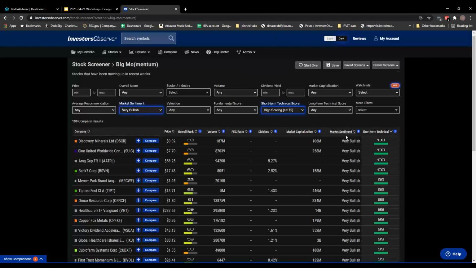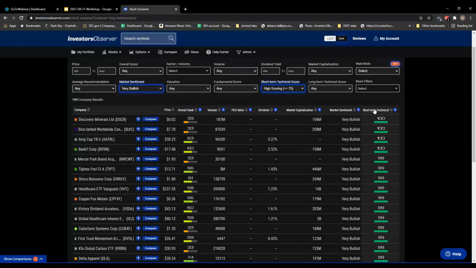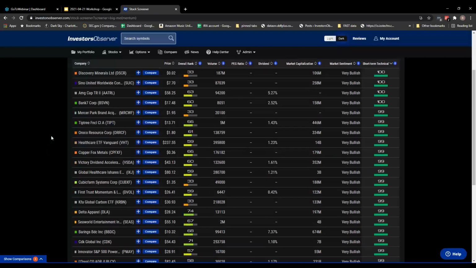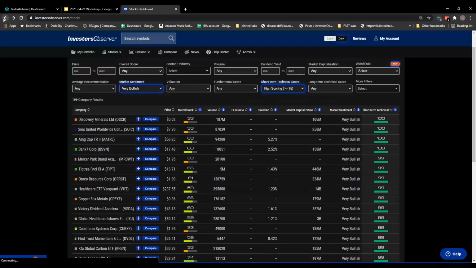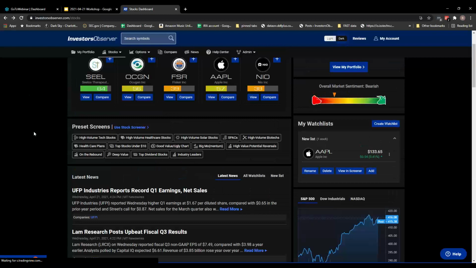So you see here, we've got very bullish market sentiment. Short-term technical scores are very high. These are stocks that have been going up recently. Okay, so that's one way you can find momentum: look for what's going up.